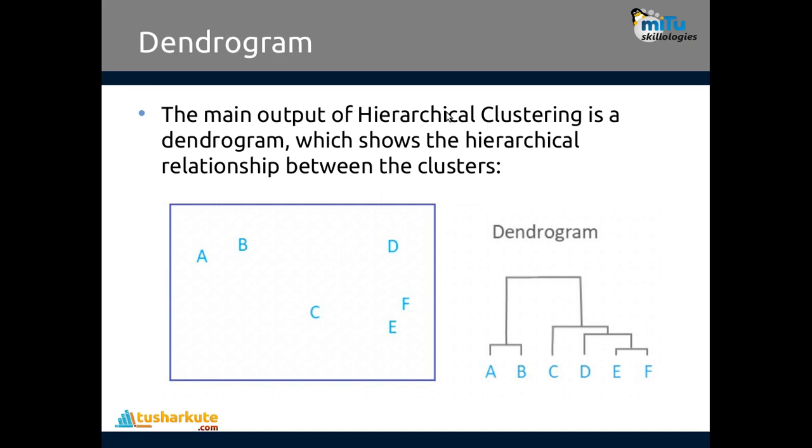The main output of hierarchical clustering is a dendrogram, which shows the hierarchical relationship between the clusters. How is it done? These are the plots. Which two are connected first? For example, E and F are connected first, then A and B are connected, then D is connected to EF, then C is connected to DEF, and then AB is connected to CDEF finally. So first relation, then second, third, fourth, and fifth. That dendrogram will show you the data in this particular format. After the dendrogram is formed, we specify how many clusters we want, and based on that, clusters will be separated.